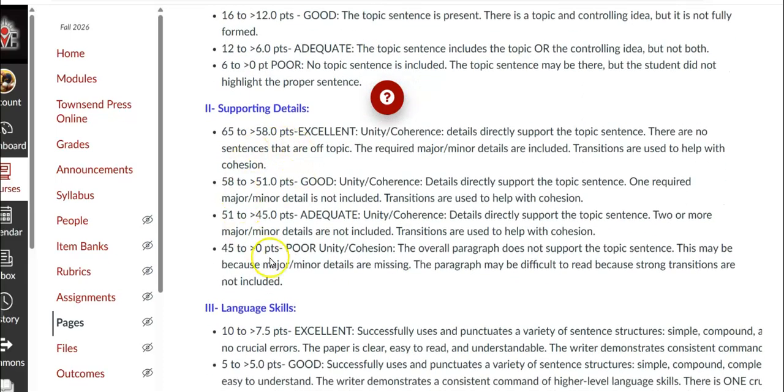Then you want to give supporting details. Here's the points, you can see those. Obviously, if you support your topic sentence well, you'll get the full 65 points. And then it'll go down from there.